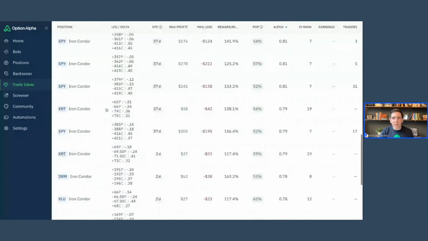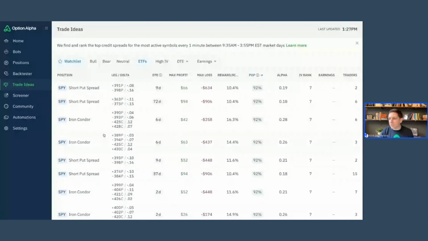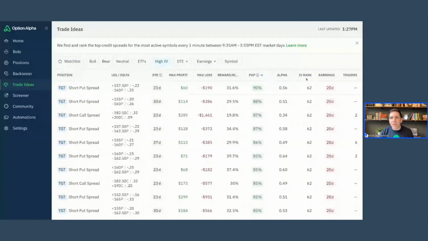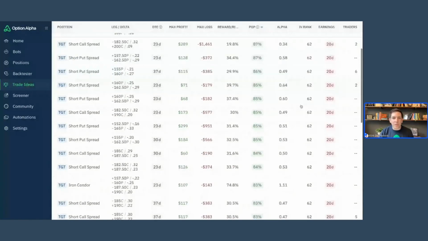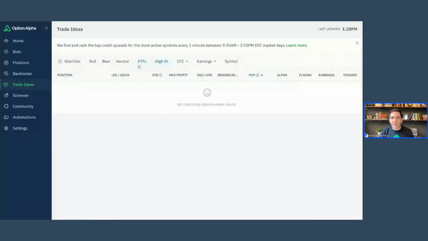Okay, do that, right? And you can go in here and say like, oh, I just want to see them all. So you uncheck these and you see them all. You can also do something like high IV, right? There's nothing with high IV right now on my watch list, but if I uncheck my watch list and I go high IV, you can see these are all securities that have IV rank over 50, okay? These are all not ETFs because there's no ETFs right now with high IV, but if you wanted to make a high IV trade, you could do that.